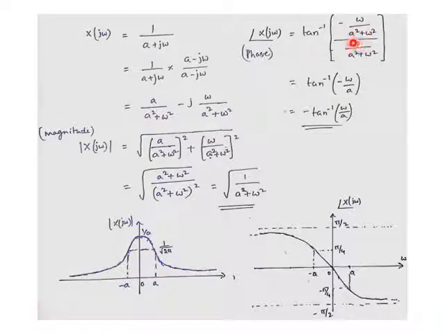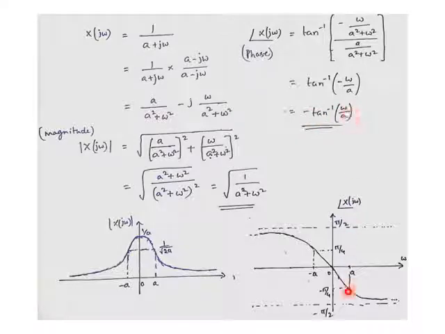For the phase value, if I want to calculate it, it is tan inverse of the imaginary term divided by the real term. The imaginary term is minus omega by a square plus omega square. The real term is a by a square plus omega square. The denominators cancel. The remainder is tan inverse of minus omega by a; minus you can take outside the tan. So minus tan inverse of omega by a.